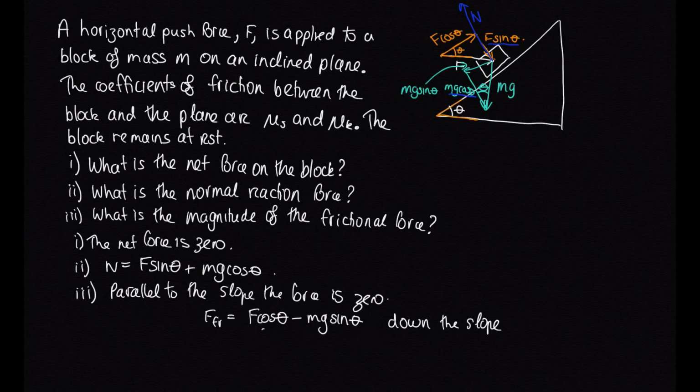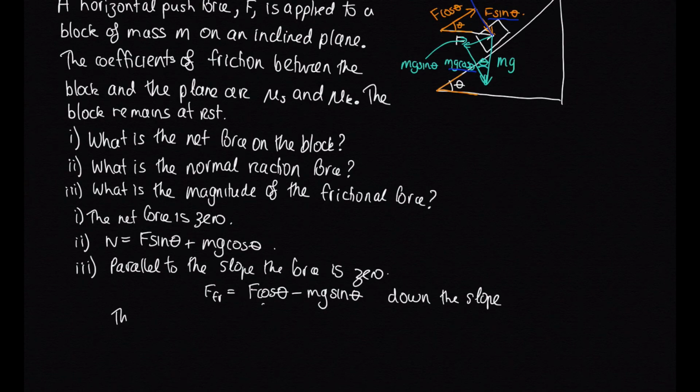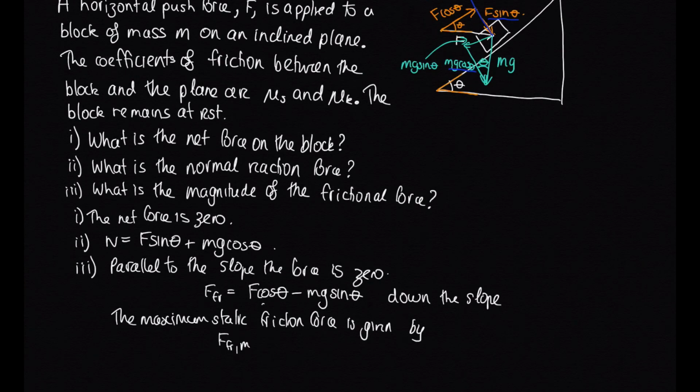We could consider the maximum possible angle, in which case it does get quite complicated. And in that case, the maximum static friction force is given by mu s n, and we've calculated n in part 2, so it will be equal to mu s times F sine theta plus mg cos theta.